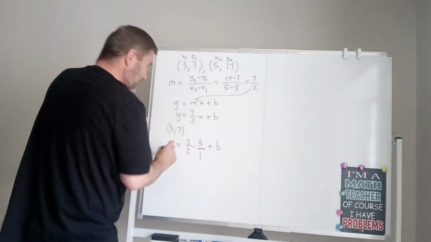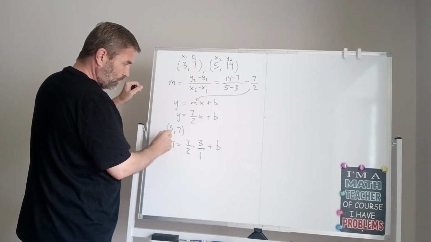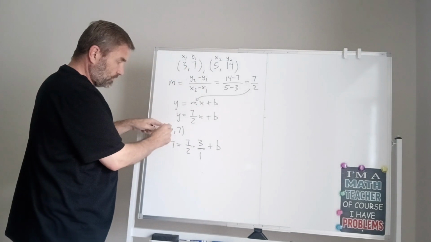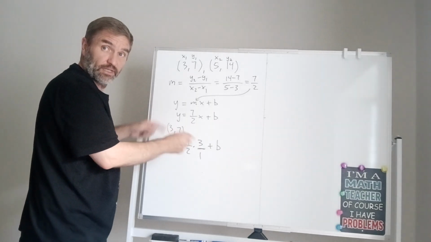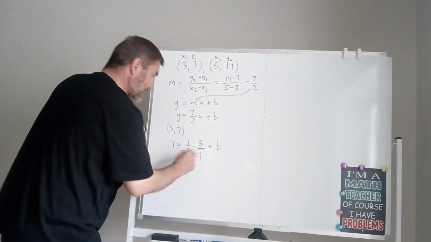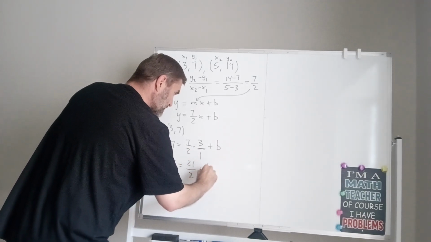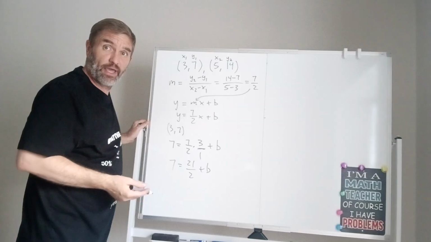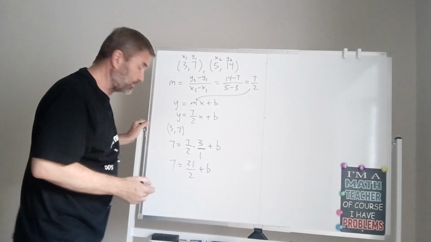So now, again, make sure the y went in for the y, and the x for the x. I have a lot of students who will put the 3 in for the y, and 7 in for the x. They'll get it backwards. So be very careful with that. So then you'll have 7 equals 21 over 2 plus b. Yes, it's fraction math, very common. Once you get into algebra, they'll pop up from time to time.